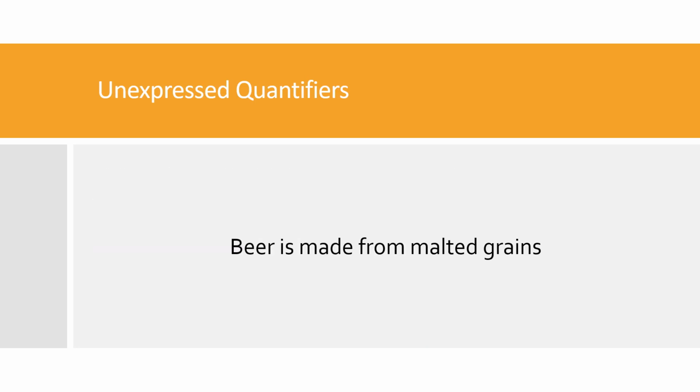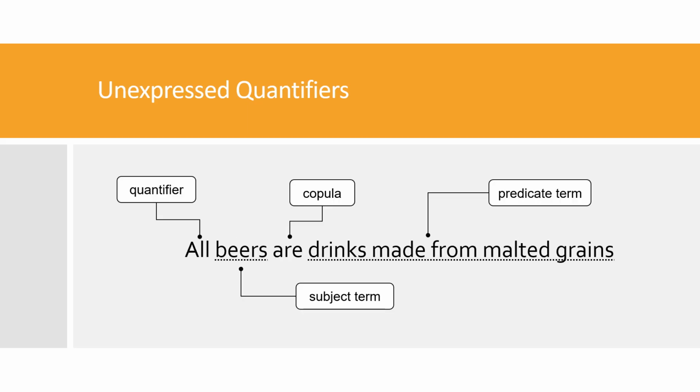So let's take a simple example. Beer is made from malted grains. Now it's pretty clear that when we say beer is made from malted grains, we're talking about all beer, that this is definitional of beer. So our quantifier here is going to be all. All beers are, we need that copula put in there, drinks made from malted grains or beers made from malted grains, doesn't really matter too much. But I need as a predicate also a full subject class.